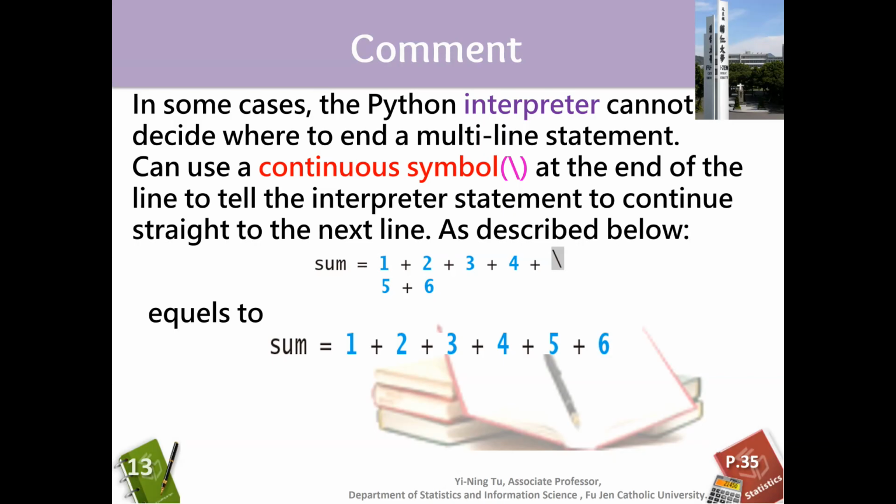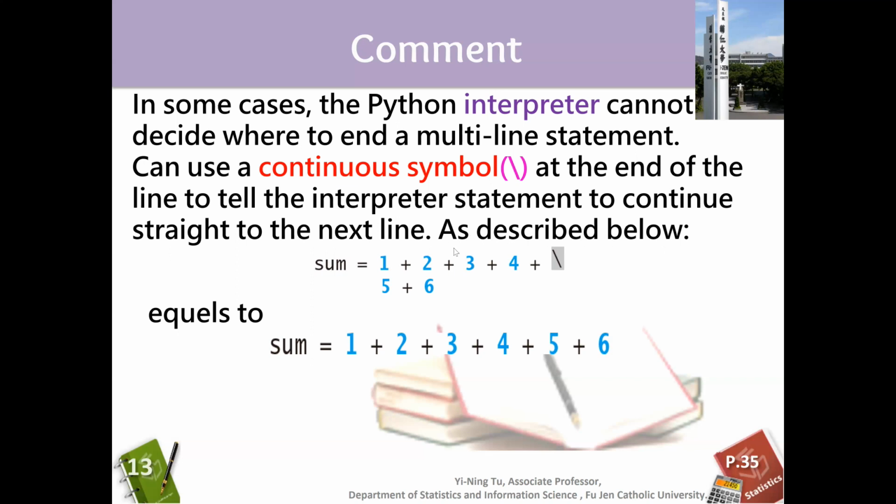So now we will introduce some comments to remind you of the differences and how Python works in certain situations. In some cases, the Python interpreter cannot decide where to end multiple-line statements. So we can use a continuation symbol, which we call a backslash, at the end of the line to tell the interpreter that the statement continues straight to the next line, as described below.